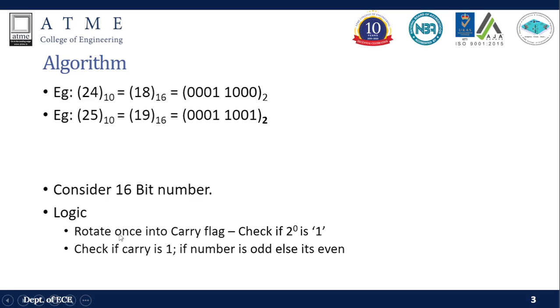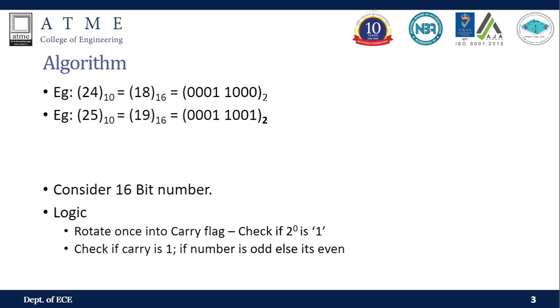We are going to use a rotate operation again, and we are going to check it by rotating the value into carry, and checking whether the number has a carry or not after the rotation. If there is a carry, then it simply means that the LSB bit is 1 and that is an odd number. If there is no carry, that simply means that the number is an even number. So you only have to check if there is a carry or not.